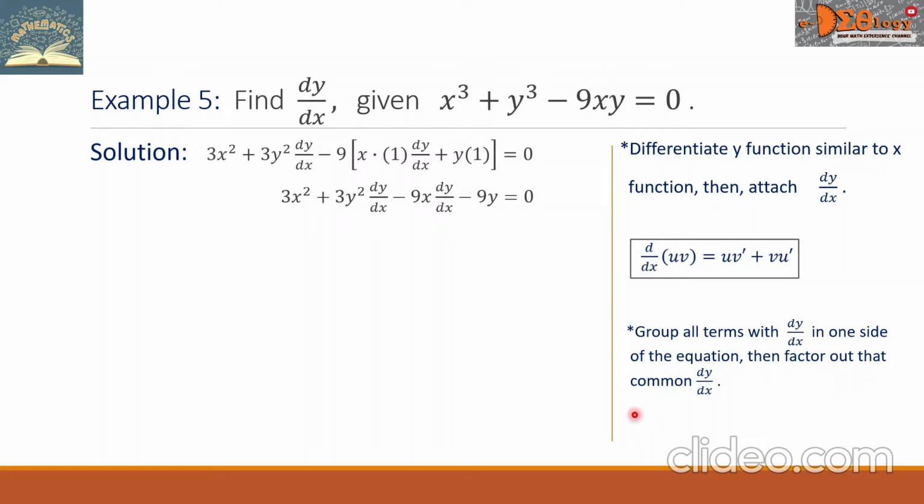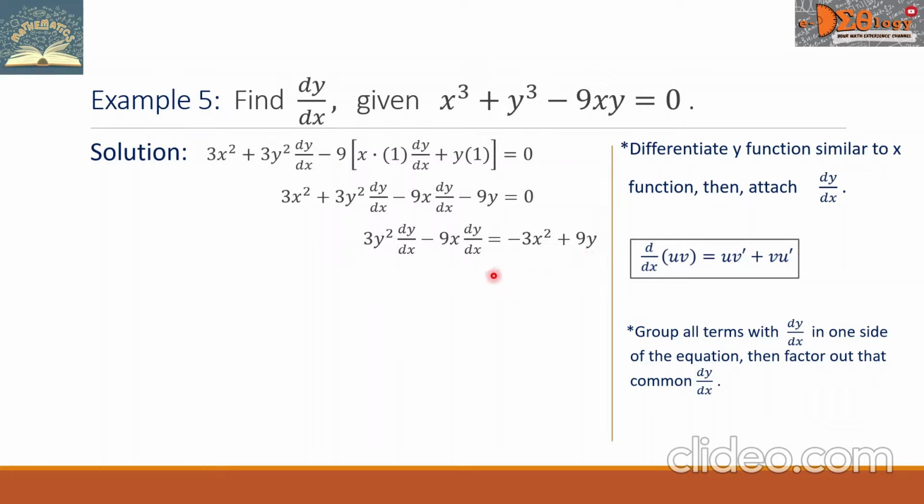Then factor out the common dy over dx. In our equation here, we have 4 terms on the left side. There are 2 terms with dy over dx, the second term and the third term. That means the first term and the fourth term we will transpose to the right side. 3x squared is positive, it becomes negative 3x squared. The negative 9y becomes plus 9y.